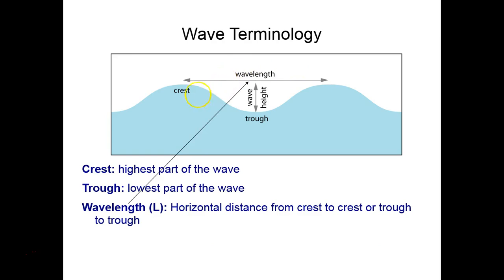Then we can also measure the height of the wave, and that's measured vertically, from the trough to the crest. You could draw that line over here as well, from the crest down to the trough. So it's the vertical distance, whereas wavelength is the horizontal distance.